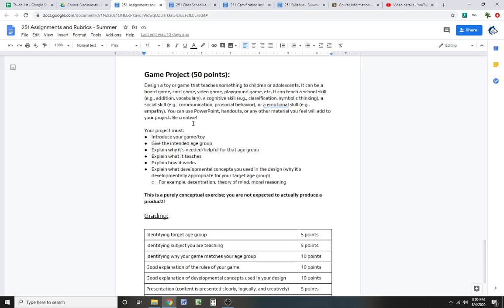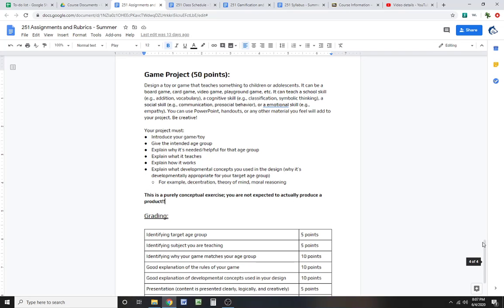So be sure you meet this checklist: introduce your game, give the intended age group, explain why it's helpful for that age group, what does it teach, how does it work, and what developmental concepts did you use in the design? Why is it good for your age group? So for example, you might want to talk about things like decentration, theory of mind, moral reasoning. This is a purely conceptual exercise. You are not expected to actually produce a product. This is just a design only, and try to have fun with it.